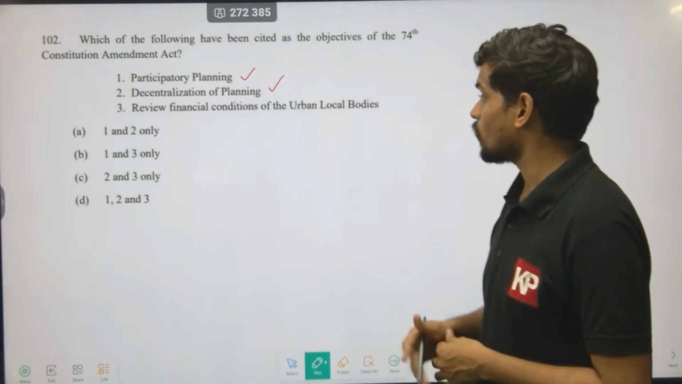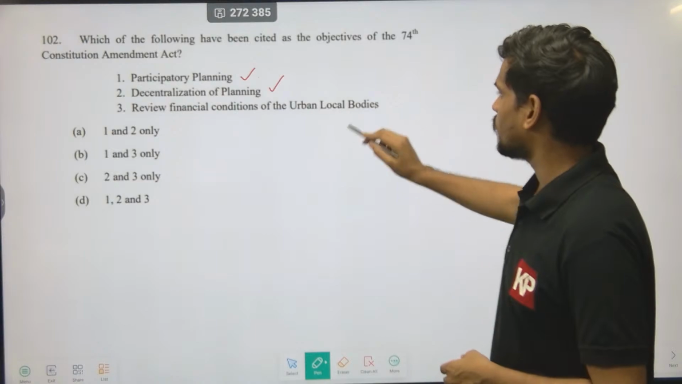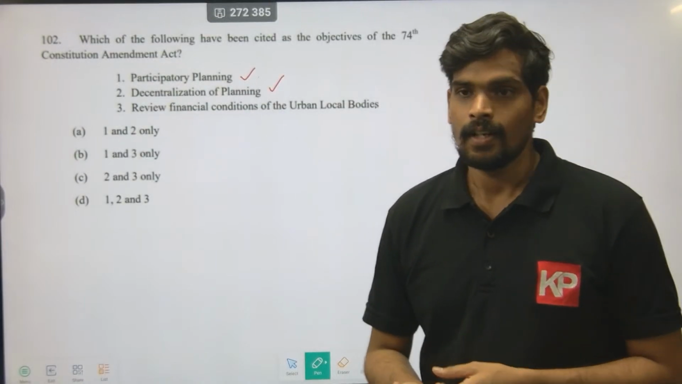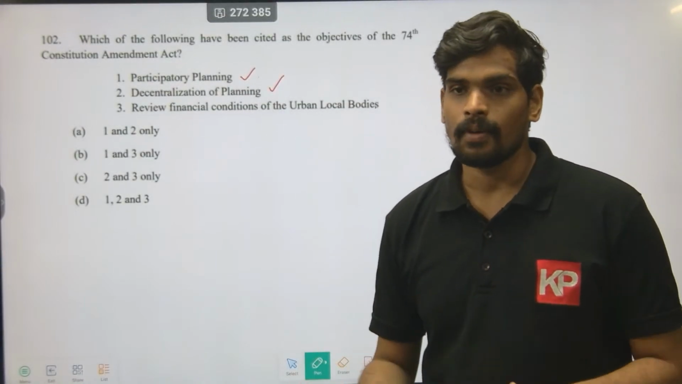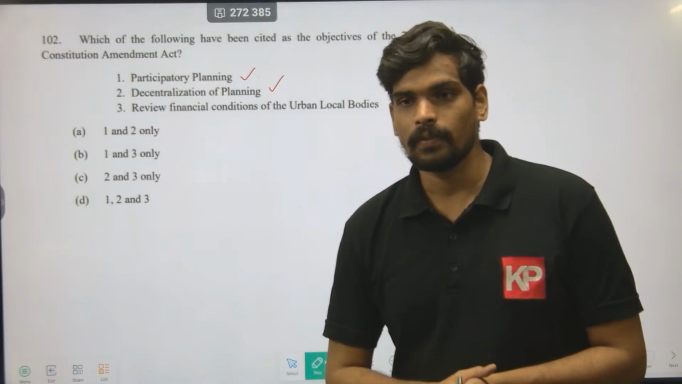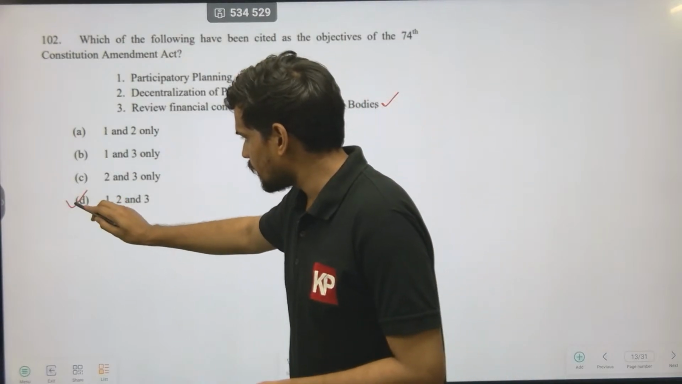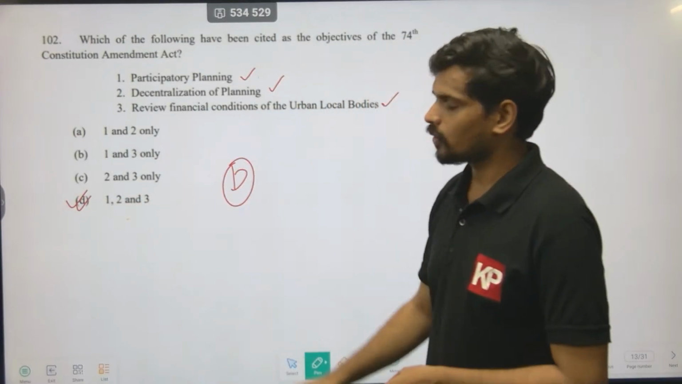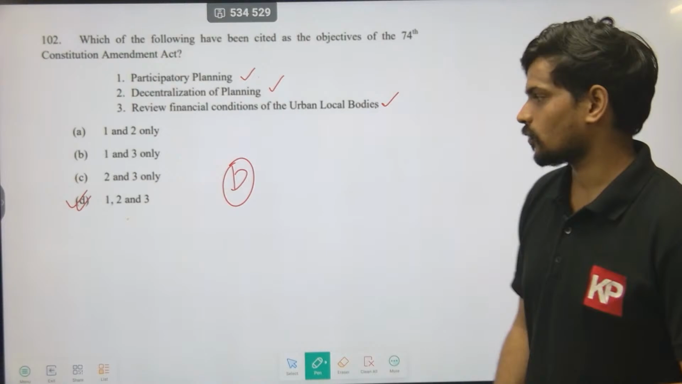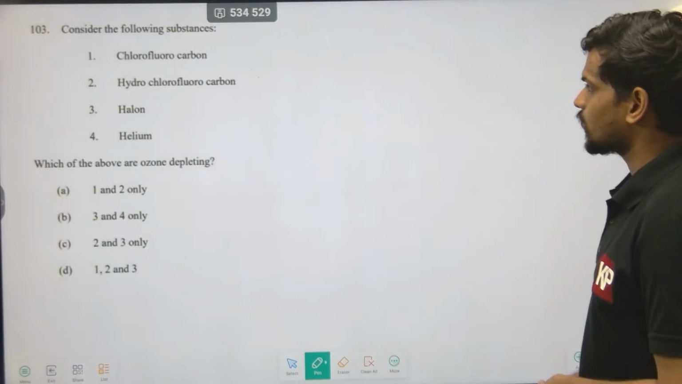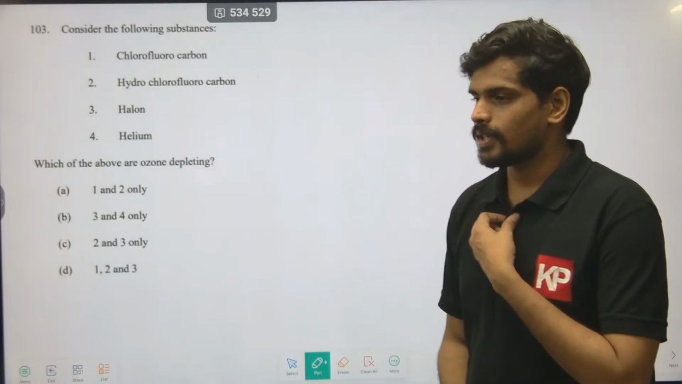So decentralization of planning. Review of financial condition of urban local bodies, so to give financial independence to some works within the purview of the urban local bodies. That was also an objective. So 1, 2 and 3, all the 3 will be the appropriate options with respect to the objectives of 74th Constitutional Amendment Act.